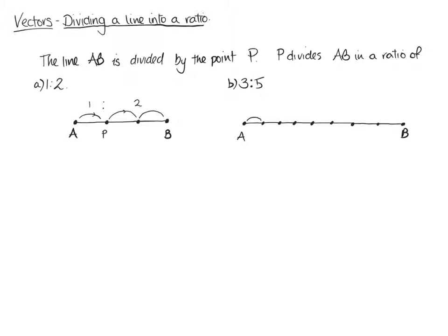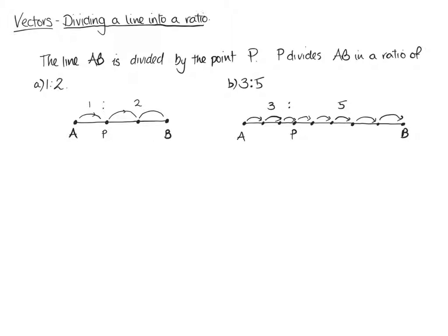Right, so we've got 1, 2, 3 equal bits. So that's where point P is. And then we've got 1, 2, 3, 4, 5. So our ratio we can check is definitely 3, and that's 5. Right, so how does this help us with dividing a line into a ratio?